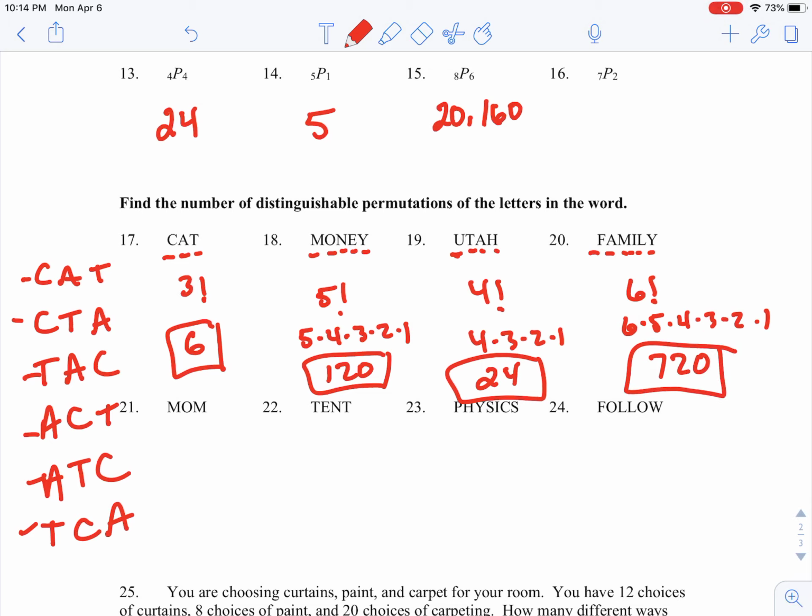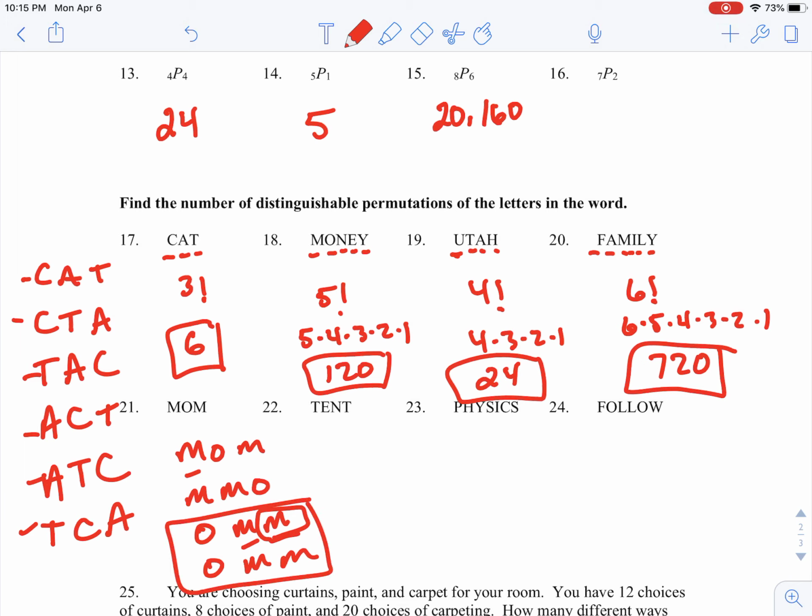Now, what happens when you try to spell mom? Now you've got M-O-M, M-M-O, and O-M-M. But if this is the first M and this is the second M, when you flip those, you still have O-M-M. So that's not 2 different ones, it's the same one. That's the problem. So you take your 3 factorial and divide by how many repeats. There's 2 M's, so you divide by 2 factorial.